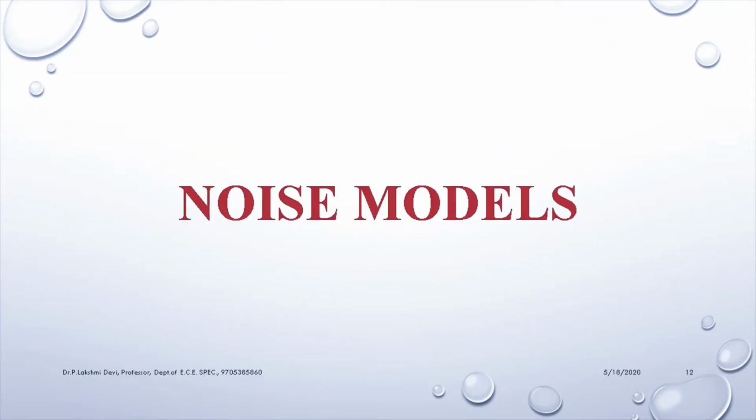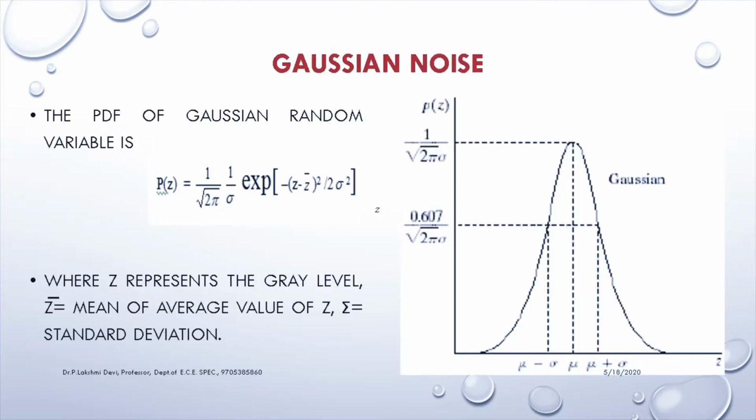So what are the different types of noise that can affect an image? The first one is Gaussian noise. Gaussian noise is the best known noise in almost all the communication subjects we come across. The probability density function of a Gaussian random variable is denoted P of z: 1 by square root of 2 pi sigma times exponential of minus (z minus z bar) whole squared divided by 2 sigma squared.